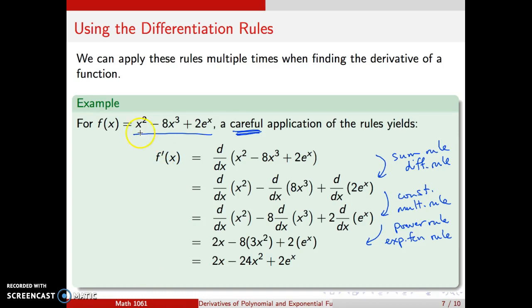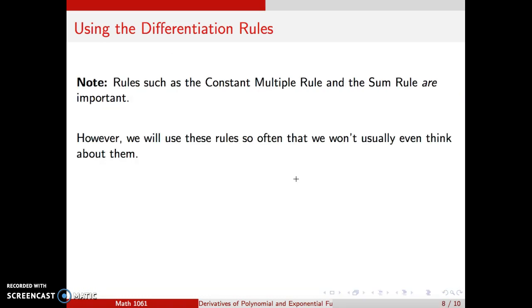And you're just going to go from this, you can say f prime is that. You're going to bypass all these in terms of writing them out, but this is a very careful application of the rules. Like I said, they're working in the background, but we don't typically write them all out. Alright, so that's what I'm saying here with this slide. They are important, but we use them so often we don't usually even think about them.